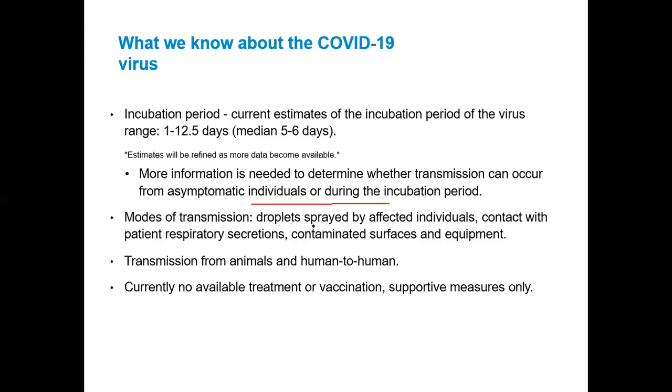Modes of transmission: droplets sprayed by affected individuals, contact with patients, respiratory secretions, contaminated surfaces and equipment. Actually, there is no evidence of other modes of transmission like blood or food, for example. The only evidence is about direct contact with respiratory secretions, contaminated surfaces, and equipment, and direct contact by droplets with the affected individuals. Transmission from animals is also reported, and human to human.